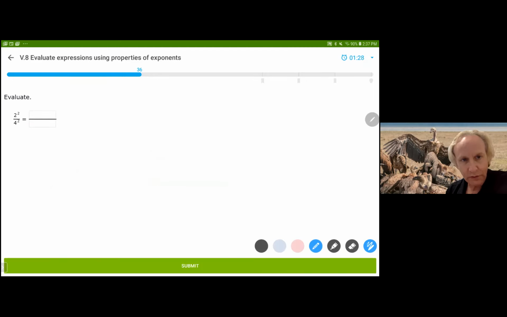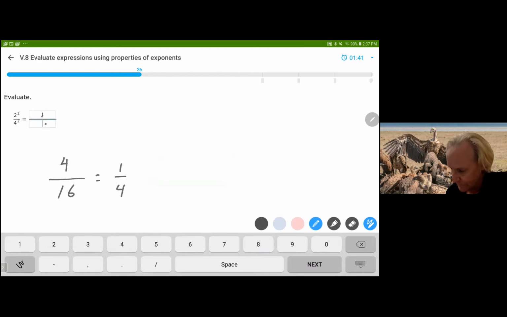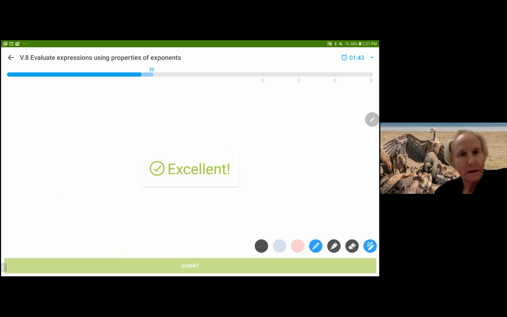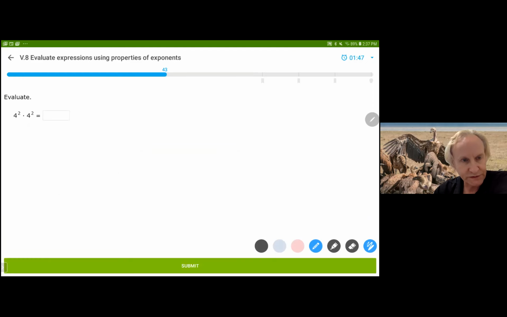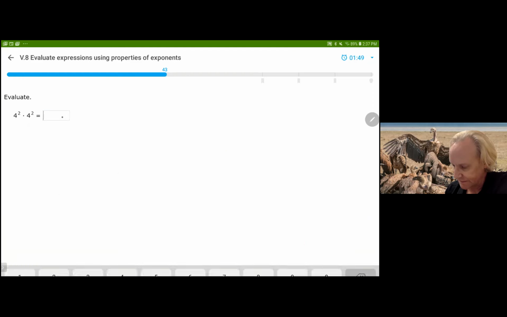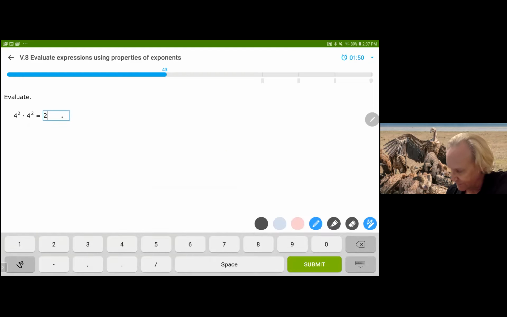Okay, so now we're looking at 2 squared is 4. That's 2 squared in the numerator. And 4 squared is 16, but then we reduced that to 1/4. I think they put the division line in case we want to put in some expressions later. 16 times 16 is 256.